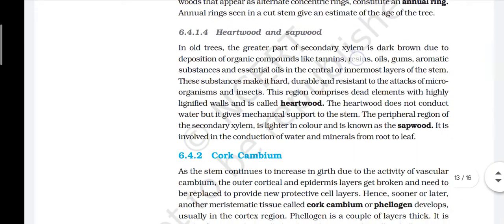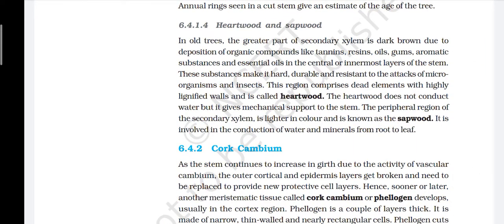Hardwood and sapwood. In old trees, the greater part of the secondary xylem is dark brown due to deposition of organic compounds like tannins, resins, oil, gum, aromatic substances and essential oils in the central or innermost layer of the stem. These substances make it hard, durable and resistant to the attacks of microbes, organisms and insects. These regions comprise dead elements with highly lignified walls and are called hardwood. The hardwood does not conduct water, but it gives mechanical support to the stem.